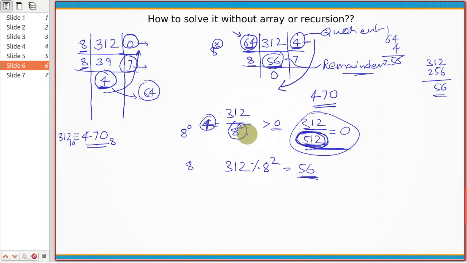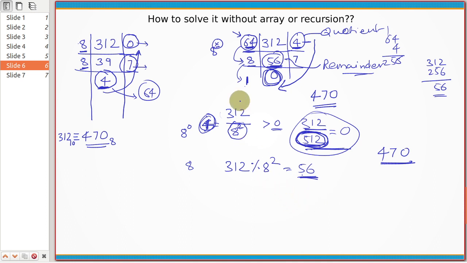And so basically, whatever answer you get, here 4, you will just print it. Then you will reduce the power and divide by 8. Now you will divide this remainder by 8 and you will get 7. So you print that 7, right? And then you divide by 8 raised to 0, which is 1. So you divide this remainder, which was 0, by 1 and you get 0, and 470 is our answer, right?